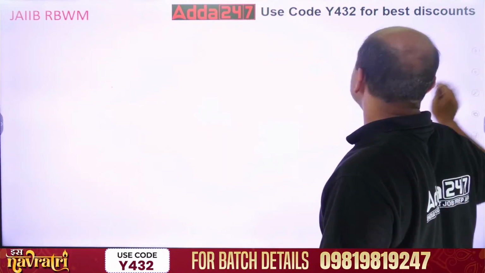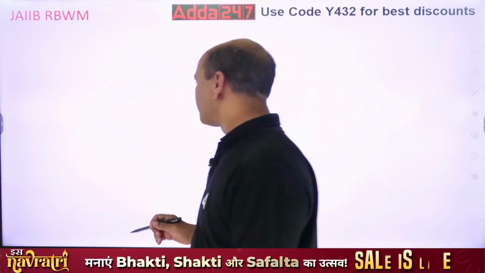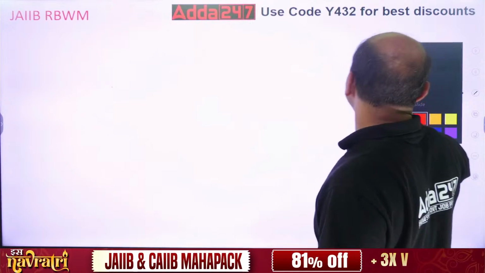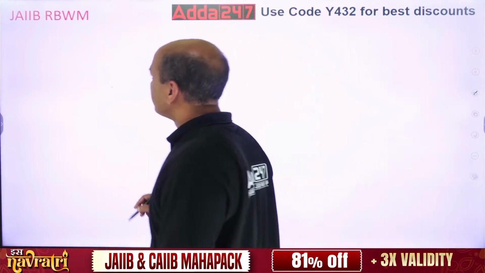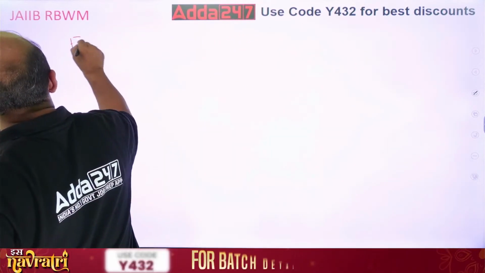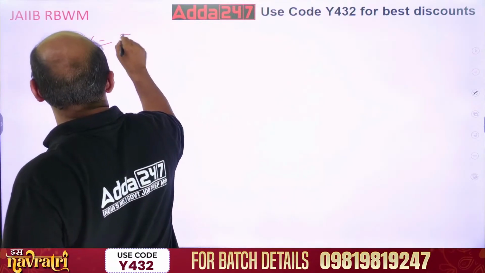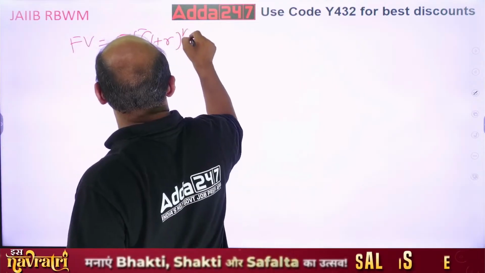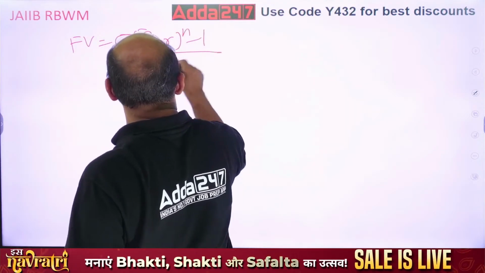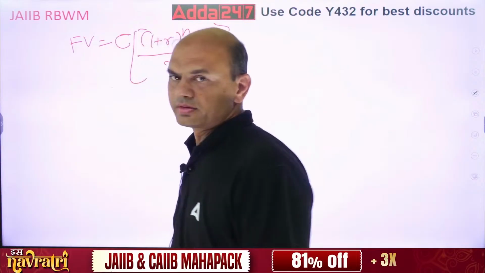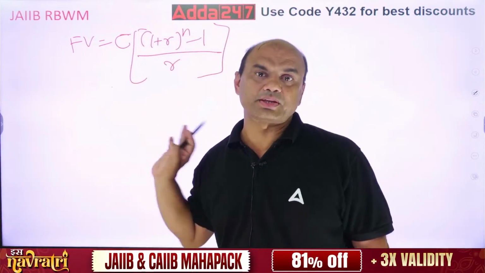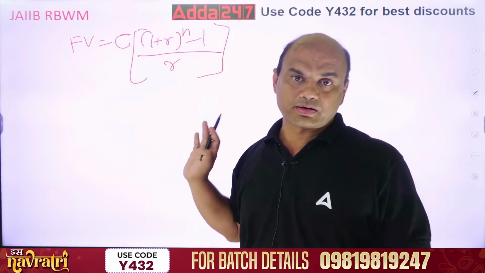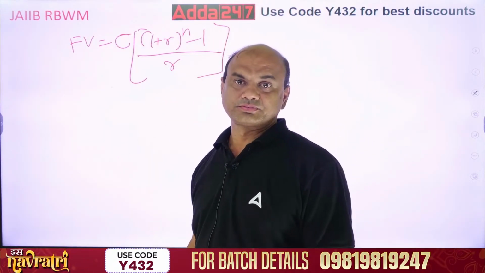Future value formula is the same as that of present value. Only a slight change is there. Future value equals C into 1 plus R raised to n minus 1, the whole upon only R. That is the only difference. 1 plus R the whole raised to n minus 1 upon R. That's it.